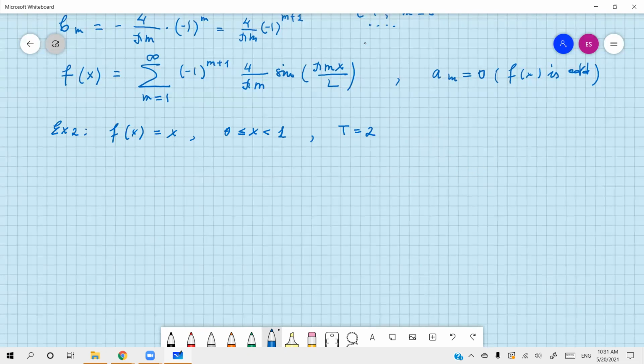Come on, I'm so bad at drawing straight lines. So I have 0 to x equals 1. Well, maybe like this, right? And over here, a hole. And then the period of the whole function is equal to 2, which means that I'll need to continue it over here.